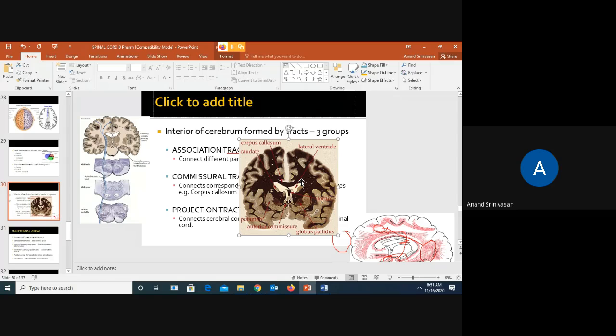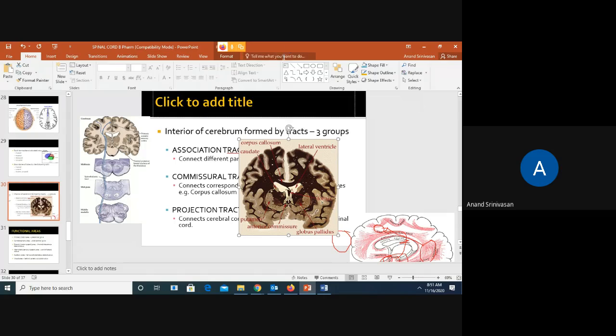In our body, the right side of our body is controlled by the left cerebral hemisphere, and the left side of our body is controlled by the right cerebral hemisphere. So there needs to be a coordination. The right half of the brain should know what the left half is doing, and similarly, the left half should know what the right half is doing. So there needs to be a connection and understanding between them.